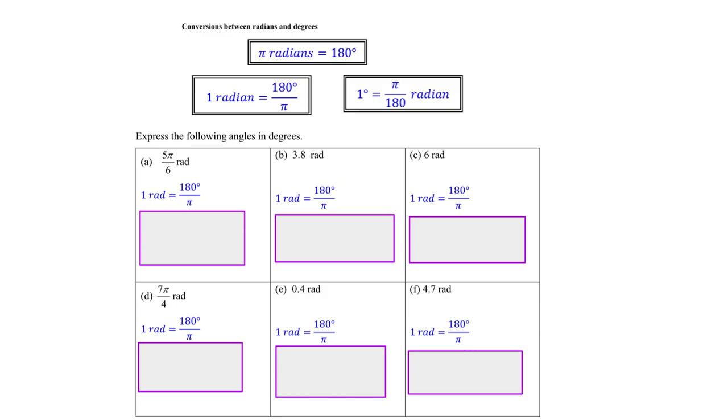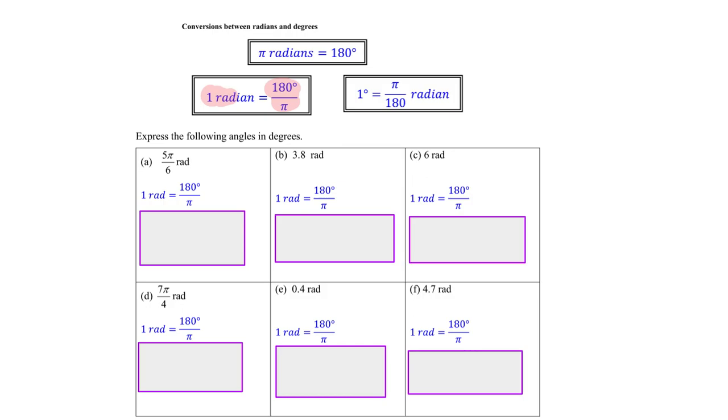We are required to express the following angles, which are given in radians, in degrees. So, the question now: if I know what 1 radian is, which is 180 over pi, then I will be able to know what 5 pi over 6 radian, or 3.8 radian, or 6 radian, or 7 pi over 4 radian, 0.4 radian, or 4.7 radian is.